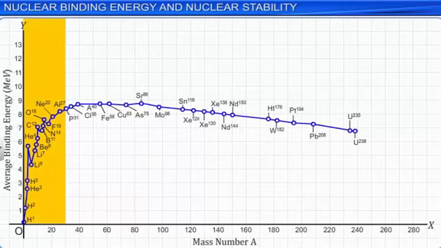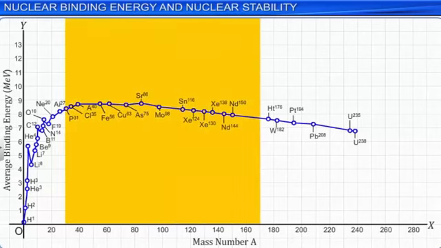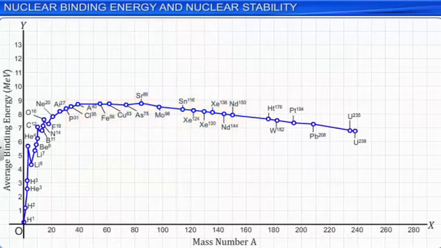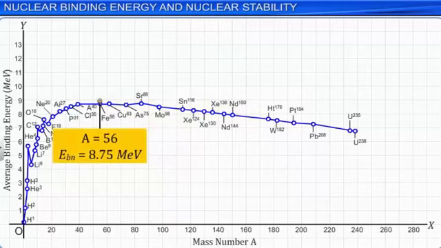The average binding energy is almost independent of the mass number A of nuclei in the range of mass numbers between 30 and 170 and is nearer to the maximum value of the average binding energy. This indicates high stability for the corresponding nuclei. The average binding energy is maximum for a nucleus of iron of mass number A equal to 56 and is equal to 8.75 MeV.